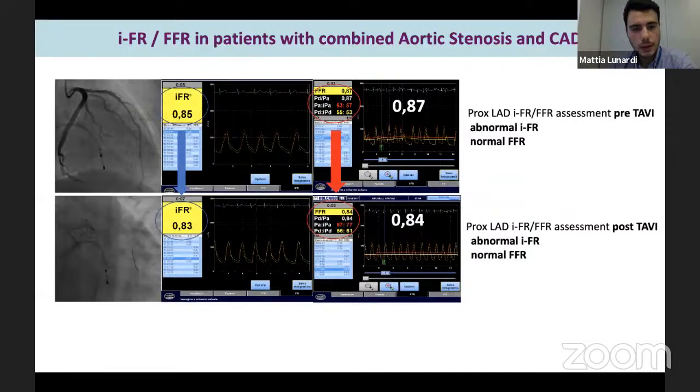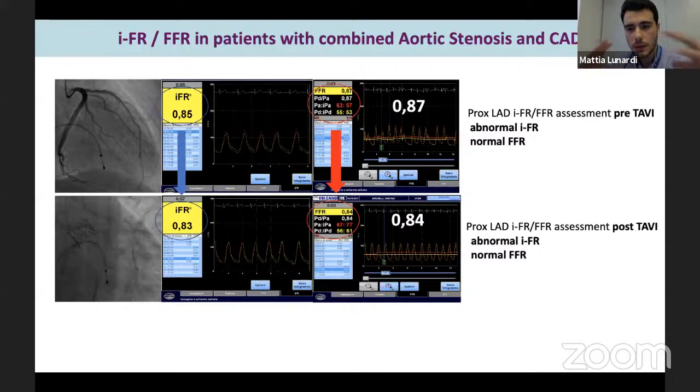This is firstly an example of one of our patients where we can see exactly what I have just explained. Before the TAVI, we have a mildly stenotic proximal LAD with a negative FFR and a positive iFR. And immediately after the TAVI, we still have a negative FFR and a positive iFR, slightly lower than the previous value. Yeah, preserved, yes, normal FFR, and abnormal iFR.